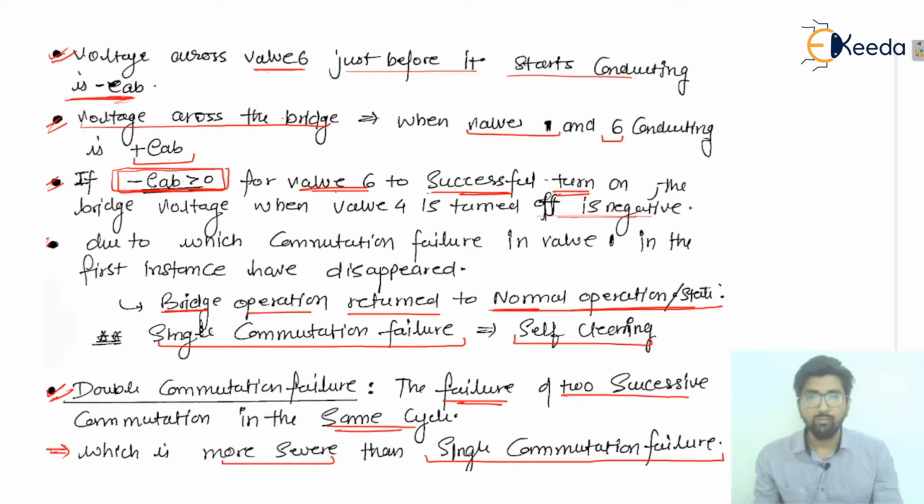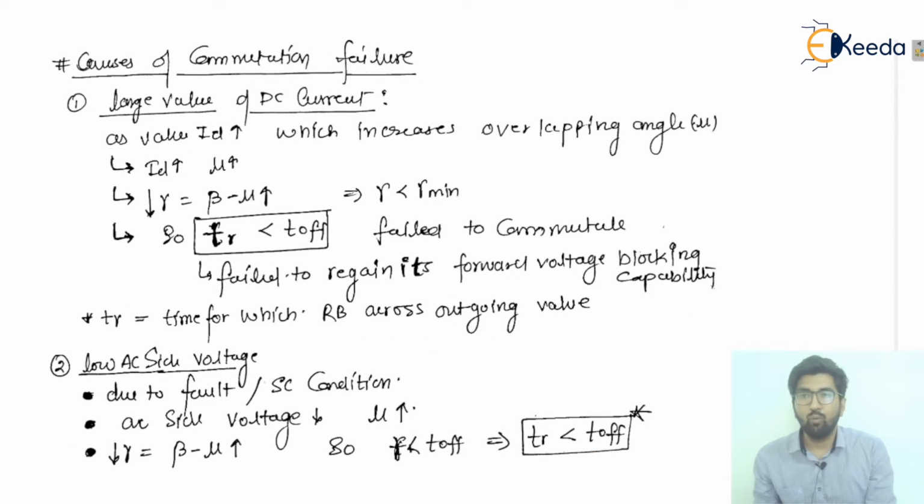Now, what are the actual causes of commutation failure? There are four to five causes of commutation failure. I have taken only the two that are more important, which I have written here with all the elaborations. So let's crack them one by one.